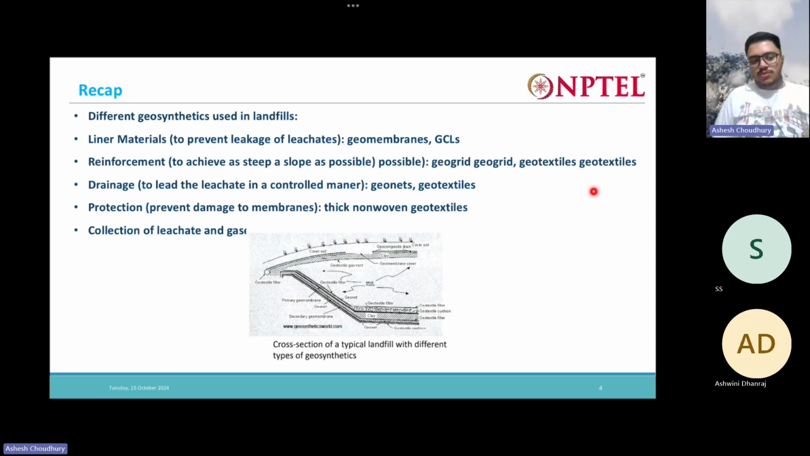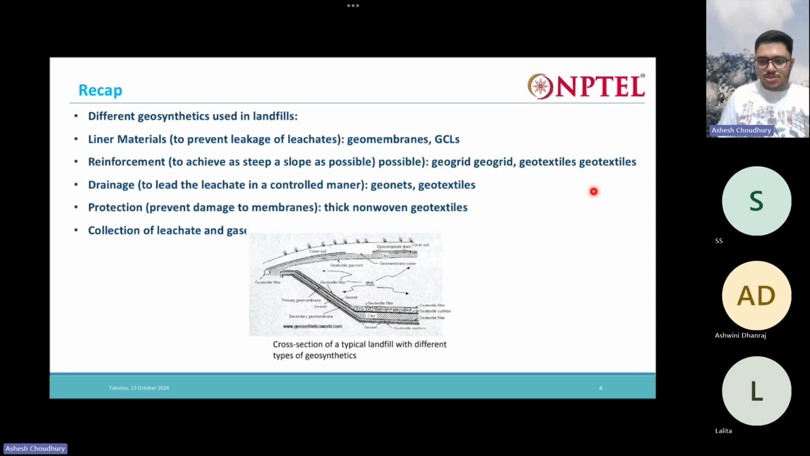And then we have protection. Geomembranes and GCLs are generally very sensitive and delicate. To prevent damage, we place a layer of thick non-woven geotextile over them, just to keep them safe from any mechanical damage.